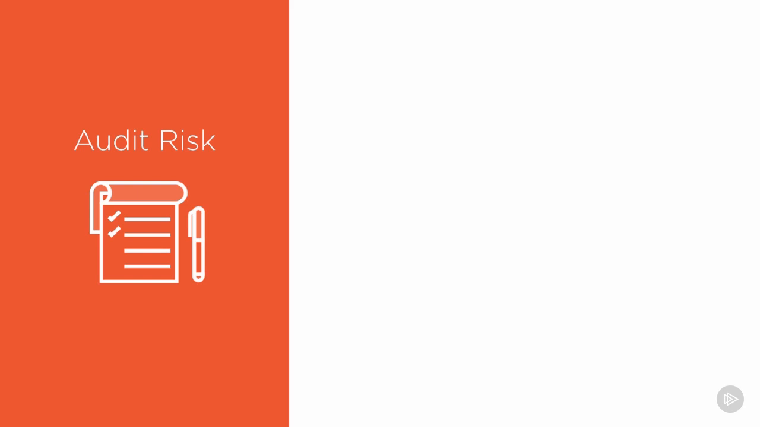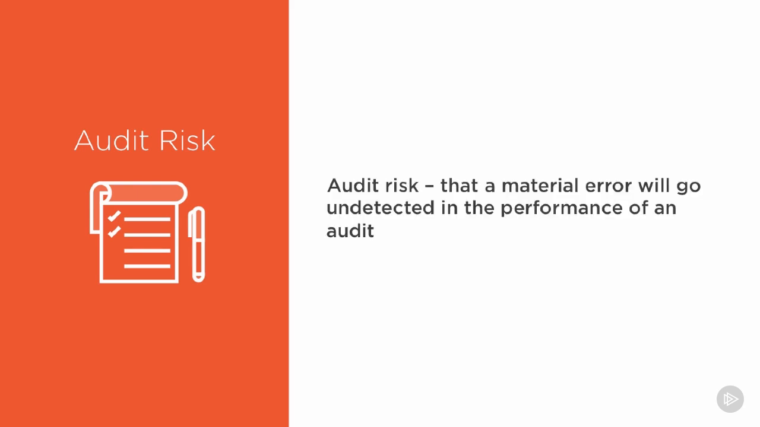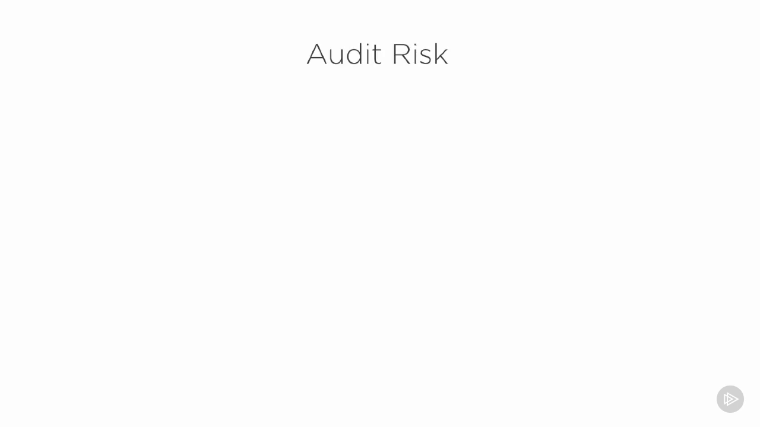There are a number of types of audit risk we must be aware of as auditors. Audit risk itself is defined as the risk that a material error will go undetected. Something happened, we didn't see it. And therefore, during the performance of the audit, we did not arrive at the correct conclusions and, quite possibly, even delivered incorrect information in the audit report.